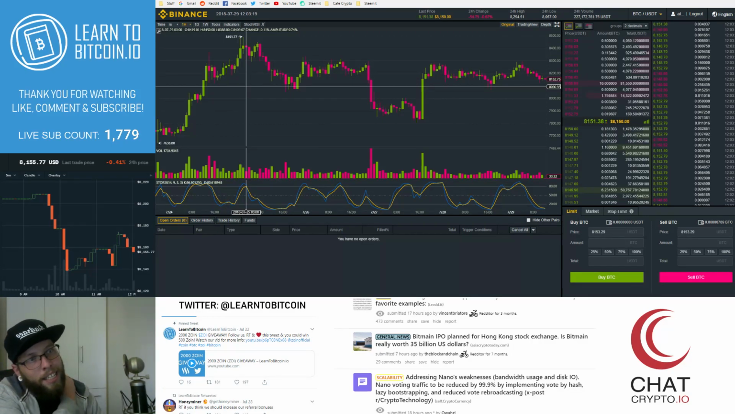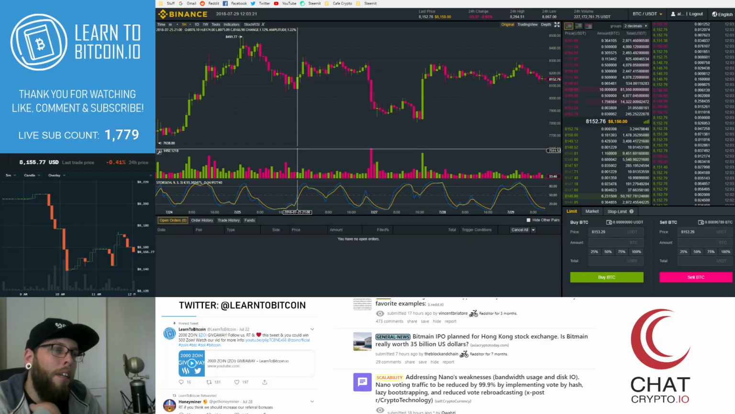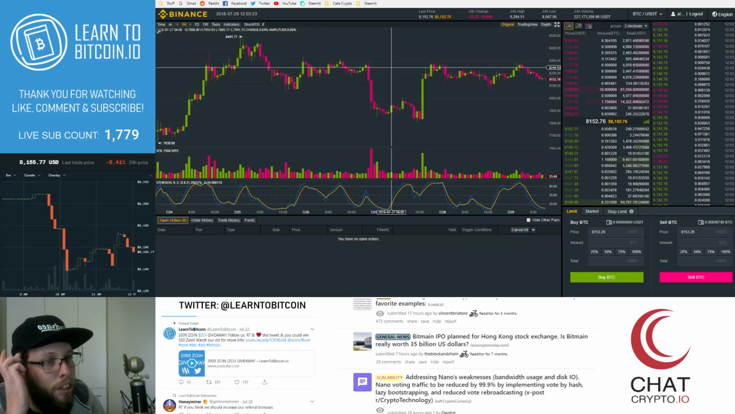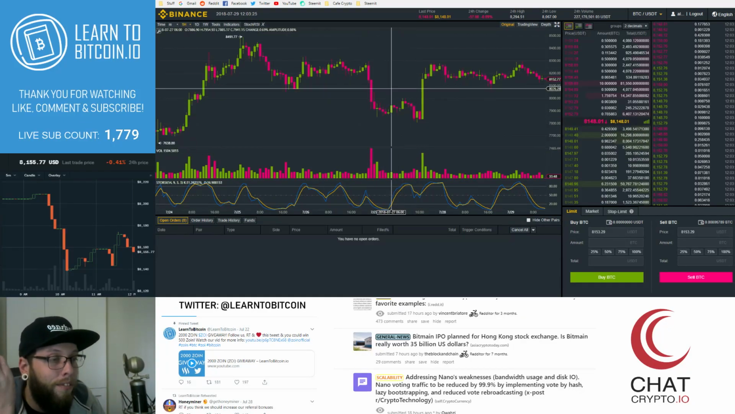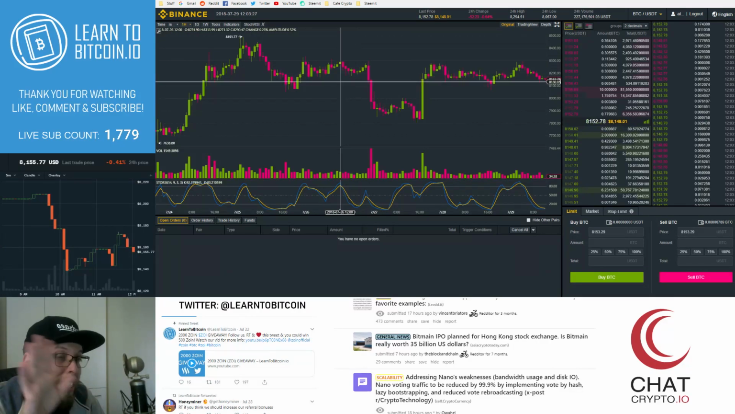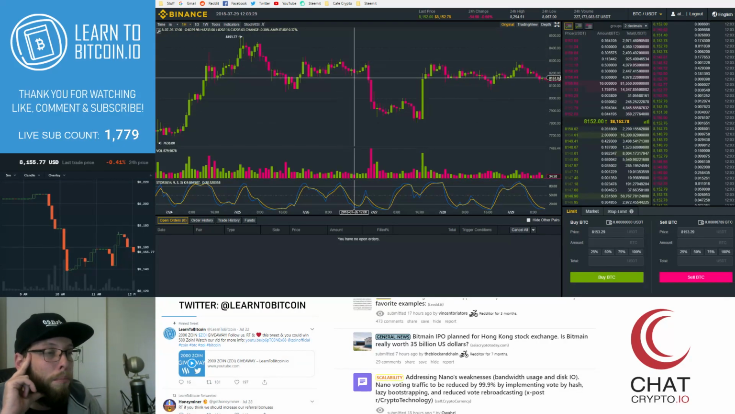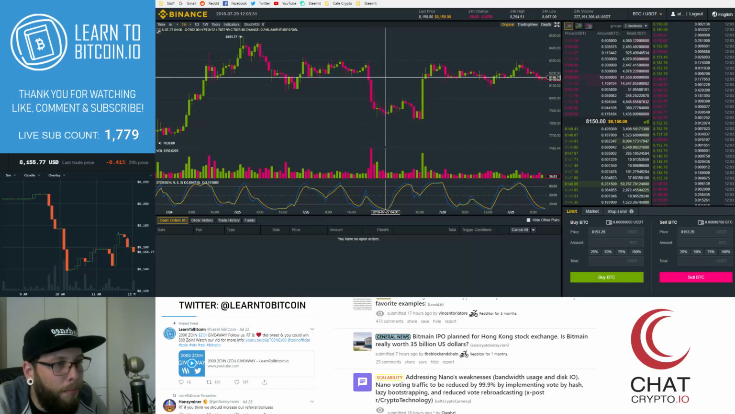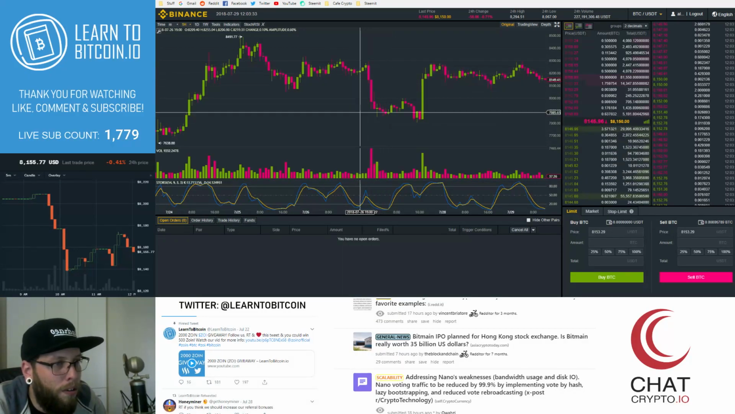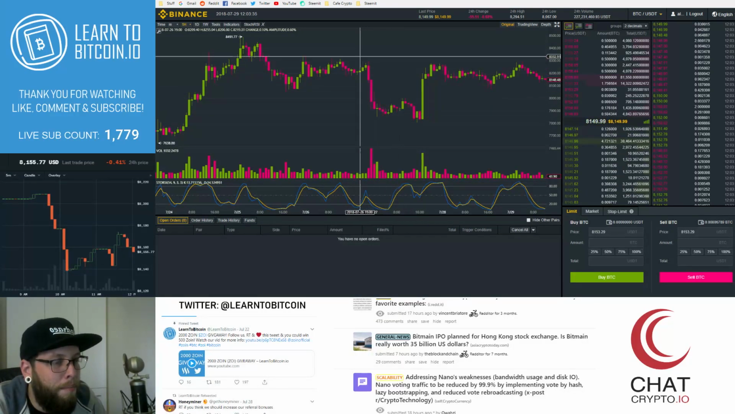Why this indicator isn't 100% perfect all the time is that it doesn't take into account news and other factors that are out of control, out of the technical analysis ballpark there. And this candle here was caused by news of an ETF being denied.